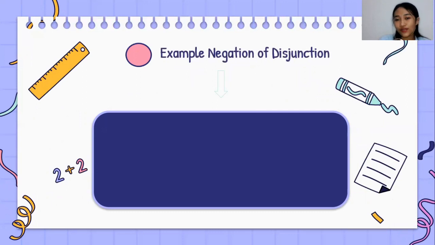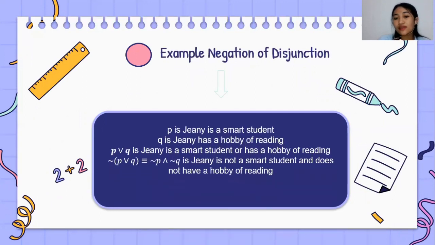Example of negation of disjunction. P is Jenny is a smart student. Q is Jenny has a hobby of reading. The proposition P or Q is Jenny is a smart student or has a hobby of reading. The negation (P or Q) equals negation P and negation Q: Jenny is not a smart student and does not have a hobby of reading.